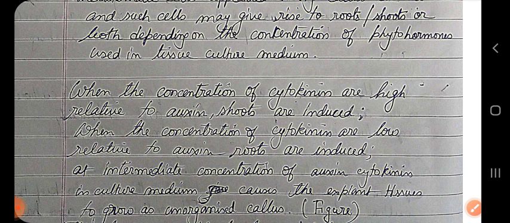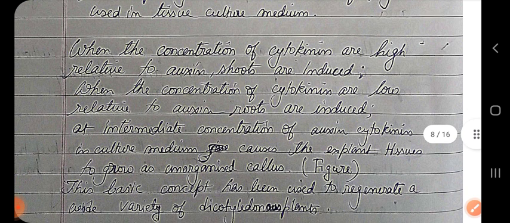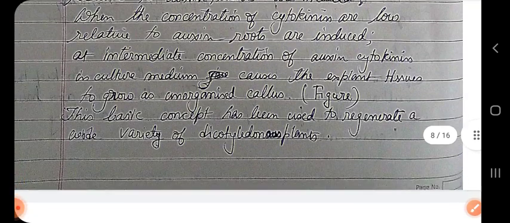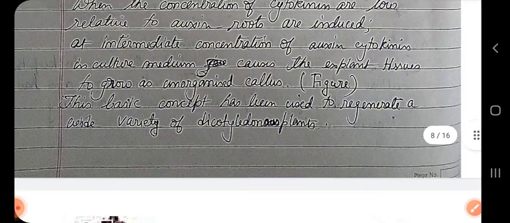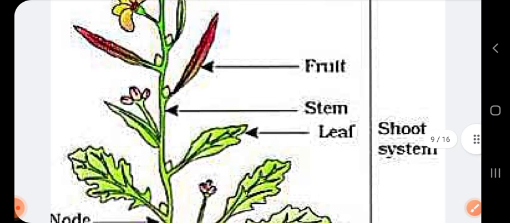Similarly, when the concentration of cytokinin is lower than auxin, then roots will be induced in that explant. And at intermediate concentrations, that means more or less equal concentrations of auxin and cytokinin, it will give rise to callus. Now, these normally occur in the case of dicotyledonous plants. What about monocotyledonous plants? In the case of monocotyledonous plants, okay, this is the figure. Wait for a minute.